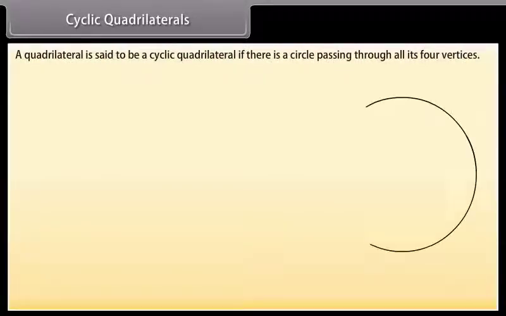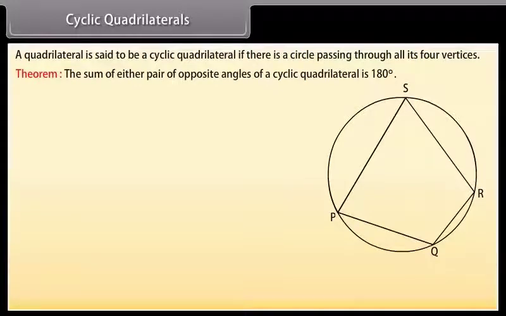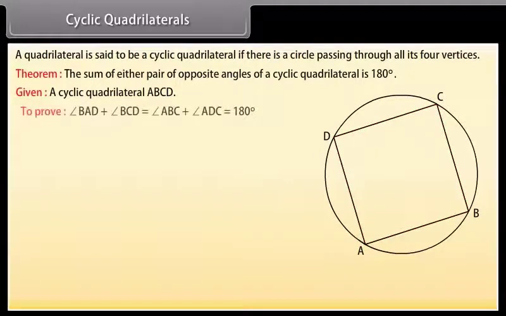Cyclic quadrilaterals. A quadrilateral is said to be a cyclic quadrilateral if there is a circle passing through all its 4 vertices. In the figure, PQRS is a cyclic quadrilateral. Theorem: the sum of either pair of opposite angles of a cyclic quadrilateral is 180 degree. Given a cyclic quadrilateral ABCD. To prove, angle BAD plus angle BCD is equal to angle ABC plus angle ADC, which equals 180 degree.